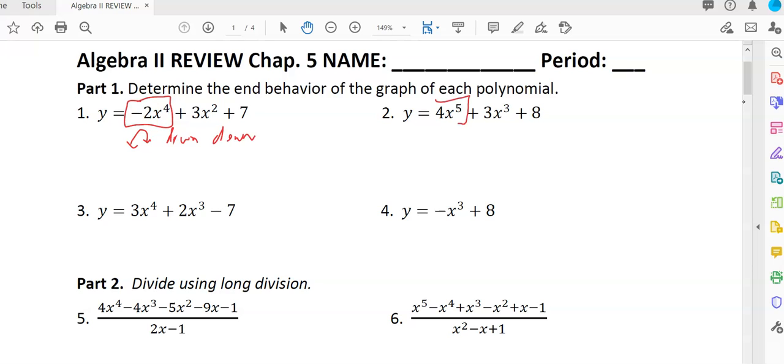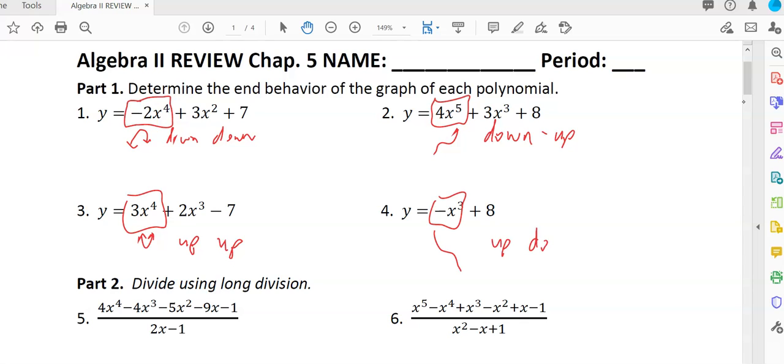Next one is positive and odd, so it's going to start low and high, so it's going to be down, up. This one is positive and even, so it's going to be up, up. And this one is negative and odd, that's going to start high and low, so it's going to be up, down.